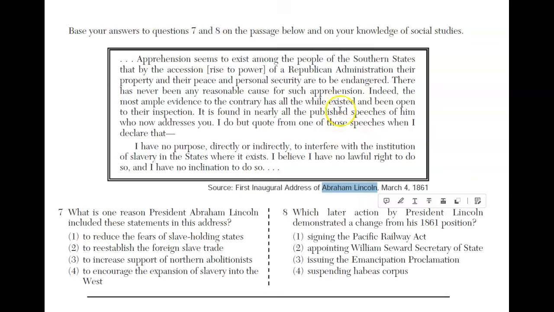The Free Soil guys said, leave slavery alone where it exists. Let's hope someday it dies out on its own, but we won't extend it into new states out west as new states are being formed, out by like the Rocky Mountains and stuff. So they weren't going to touch it in the South, but they weren't going to expand it.